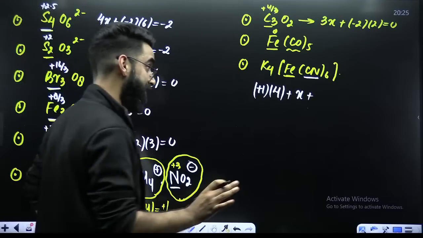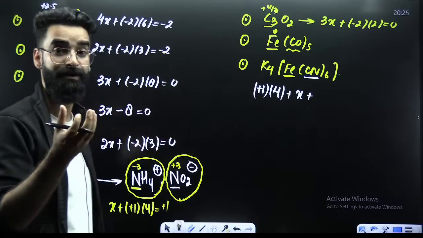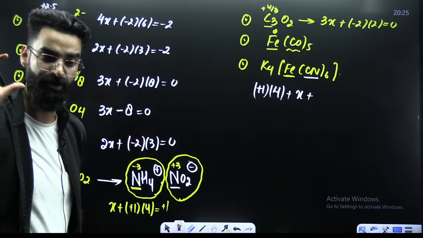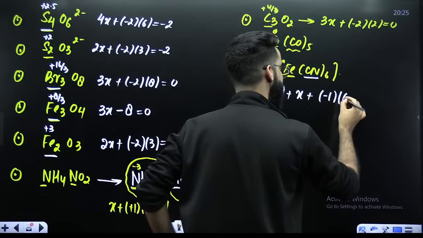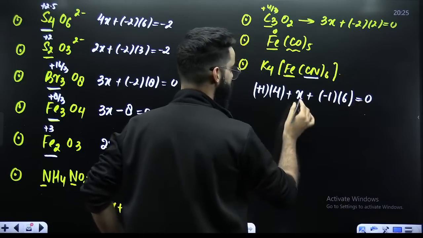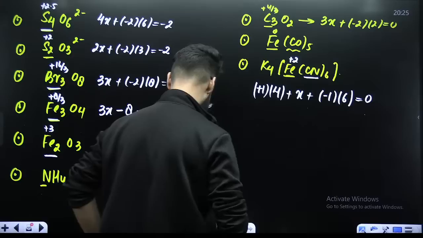CN negative, it's a radical. Radicals are considered as a single unit. The charge present on them is termed as their oxidation state. So oxidation state of CN, here I'll be taking as -1. There are 6 CN. Net charge here is 0. When you solve this, you'll be getting the X value as +2 here.